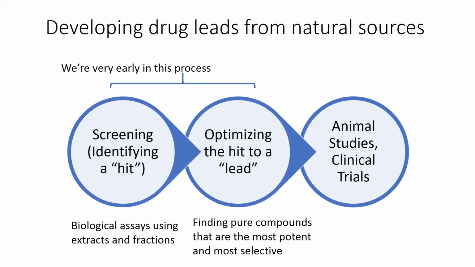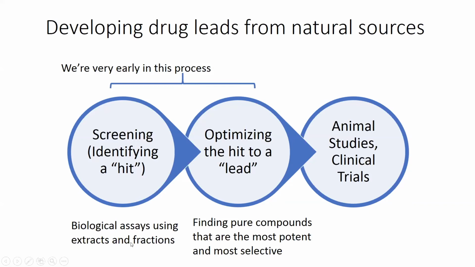Okay, so how are we fitting in with the cyanobacteria? Well, we are trying to develop these drug leads from, again, these cyanobacterial blooms. And we are really early in the process. So we're in what's called the screening and the optimization phase. We aren't really close to these animal studies or clinical studies. The screening phase is a method or a workflow where we're using different biological assays that are informing us of a possible therapeutic effect that extracts and fractions might have.